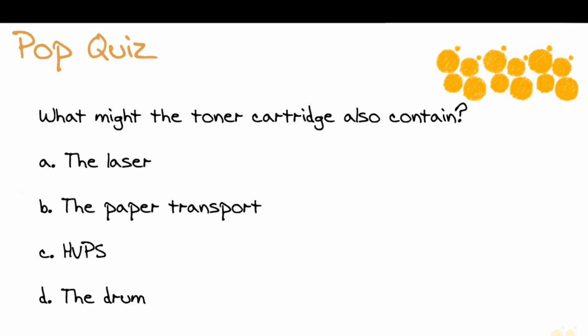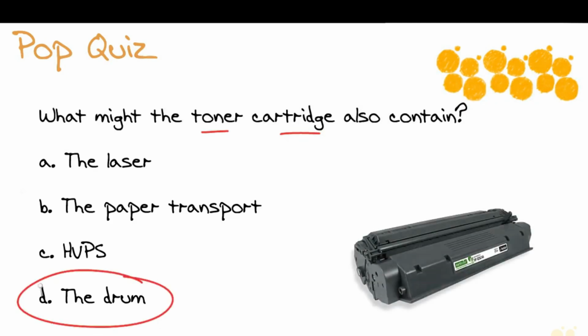So let's wrap this up with a pop quiz. I know how much you love those pop quizzes. What might the toner cartridge also contain? Now, right away, we have to figure out, okay, what are they talking about? Well, if they're talking about a toner cartridge, they're talking about that big workhorse of a laser printer at the office. Might it contain the laser, the paper transport, the HVPS, or the drum? And you know the correct answer. You got it. We mentioned it. That toner cartridge and drum are often packaged together as something that you need to replace. So great job on this pop quiz.